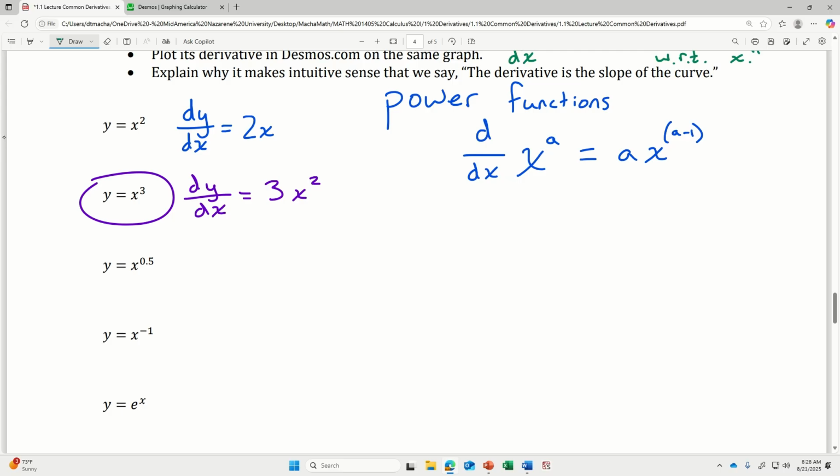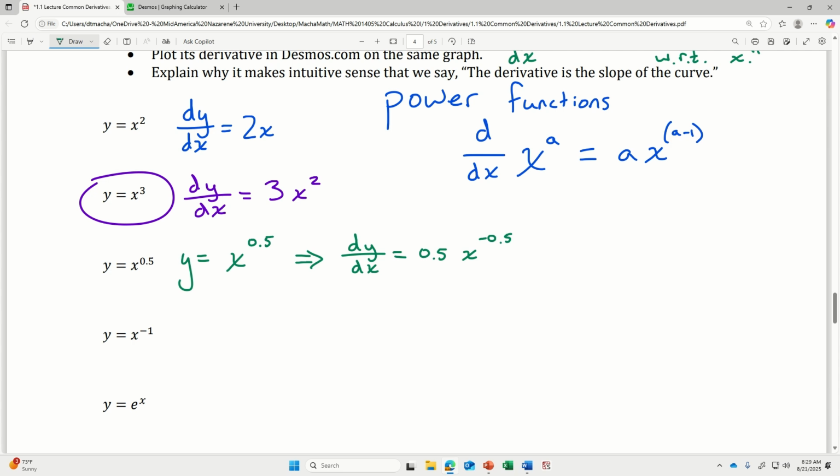So now what if I have y equals x raised to the power 0.5? Then the derivative of y with respect to x would be 0.5x raised to the negative 0.5. Perfect.